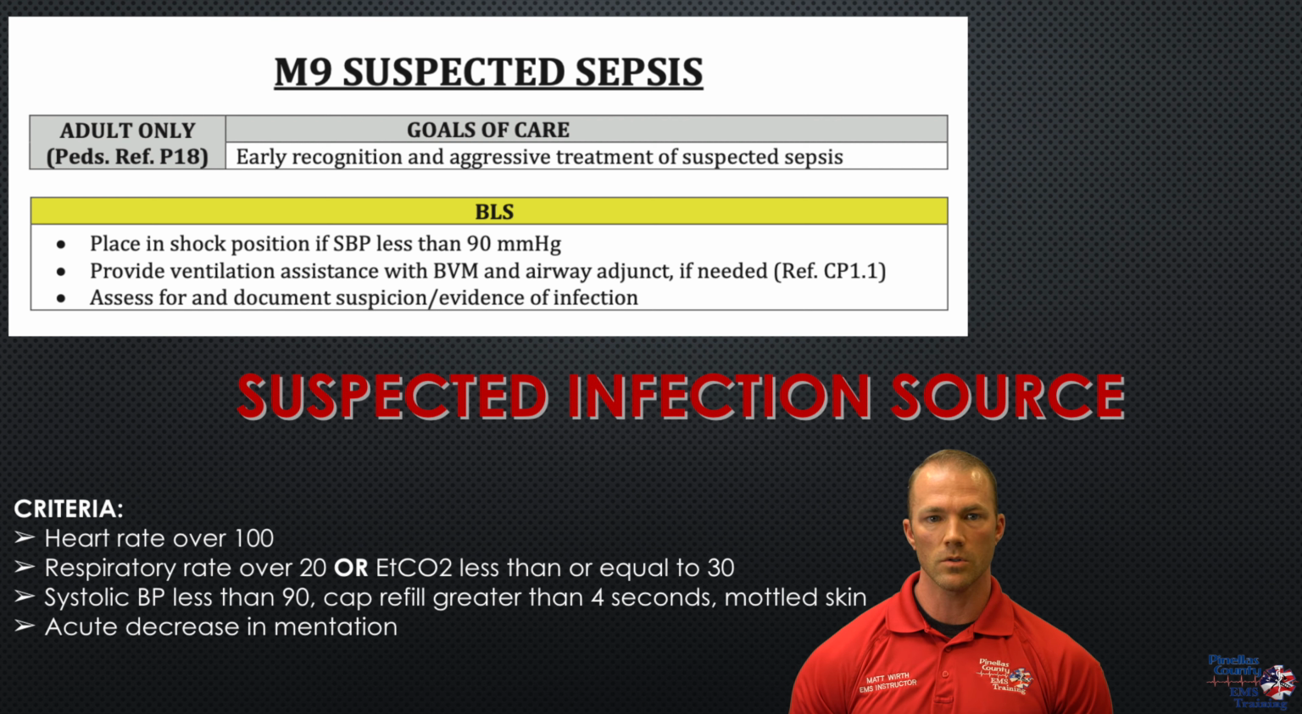Suspected infection source, the criteria has to be heart rate of over 100, a respiratory rate of 20, or an EtCO2 of less than or equal to 30. The systolic blood pressure is less than 90, or the capillary refill is greater than 4 seconds. Mottled skin, and of course, acute decrease in mentation.